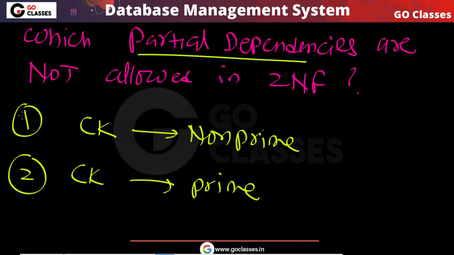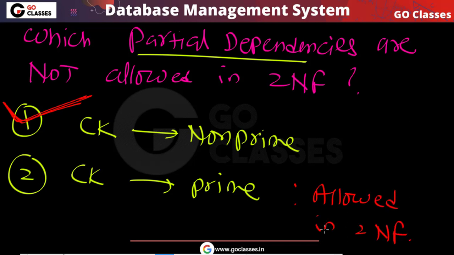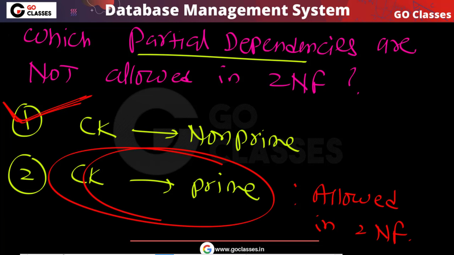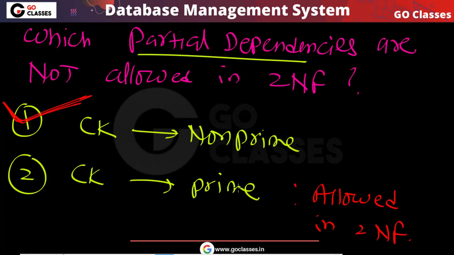So remember, this is not allowed. This is allowed in 2NF. There is no problem, we don't care about it. So this type of partial dependency is allowed. Whenever a prime attribute is partially dependent on a candidate key, this is allowed.